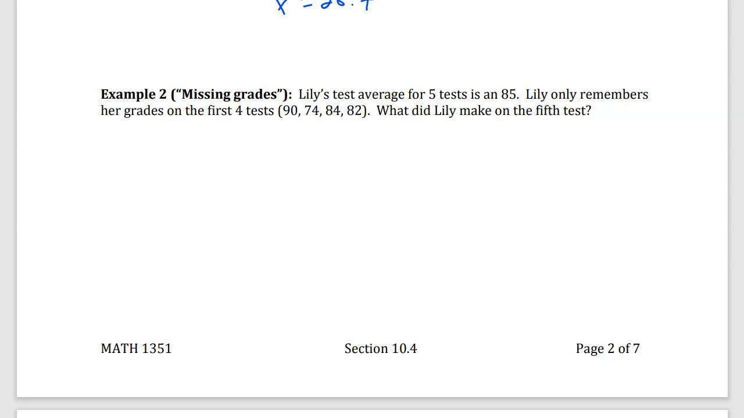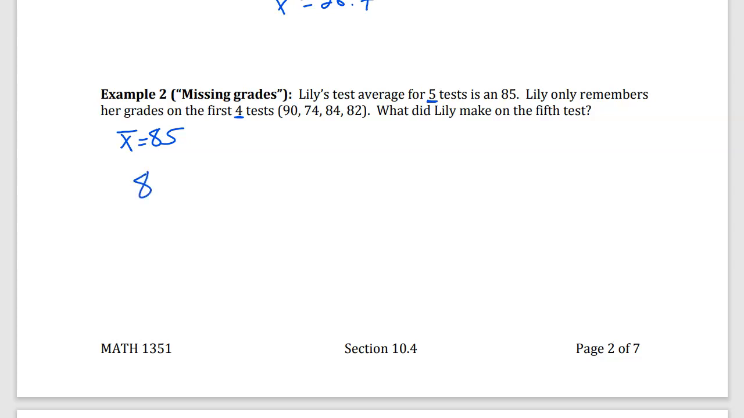Let's look at an example where the mean is already given to us, and we have to work backwards. So Lily's test average for 5 tests, so we know how many, is 85. So we know that X bar is 85. She only remembers the grades on the first 4 tests.